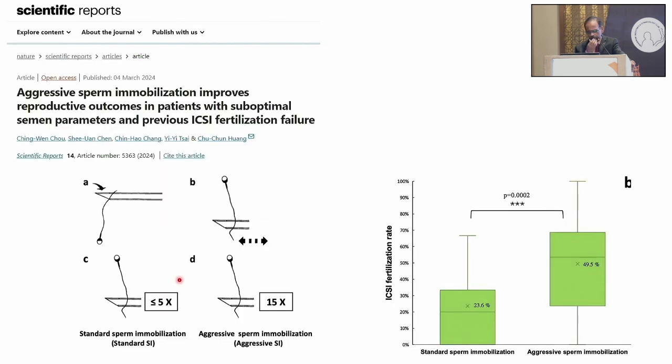So we know that there are various reasons for fertilization failure post ICSI, and one reason could be defective activation. The sperm has to activate the oocyte, and now it has been shown that aggressive immobilization can increase the chance of fertilization if there is previous low fertilization. Here, in the group where the fertilization is only about 20%, if instead of conventional immobilization we do the aggressive immobilization, 15 times more, then your fertilization rate probably increases by 50%. So this can be easily attempted by the embryologist, and it's not going to cost any extra for us in the lab.